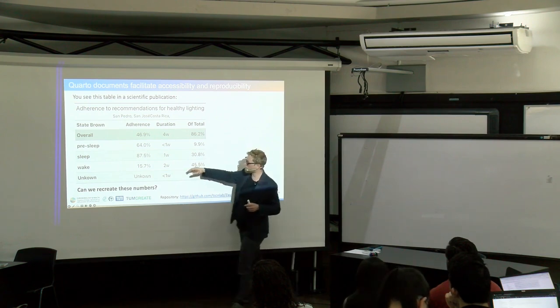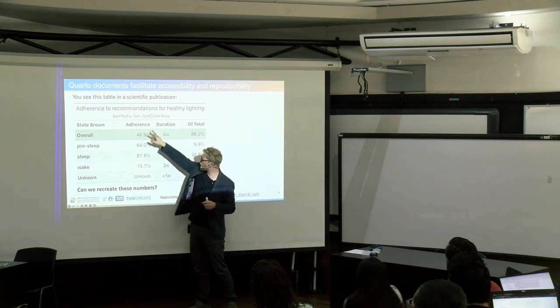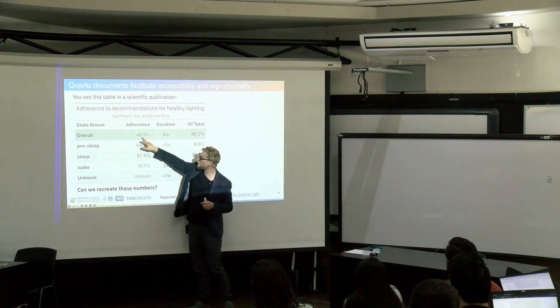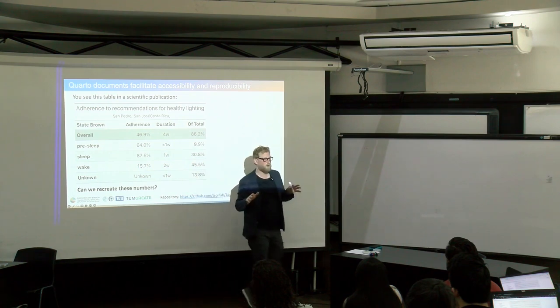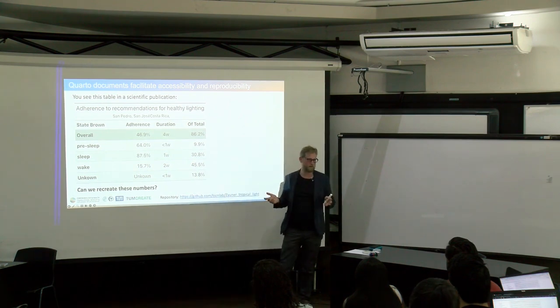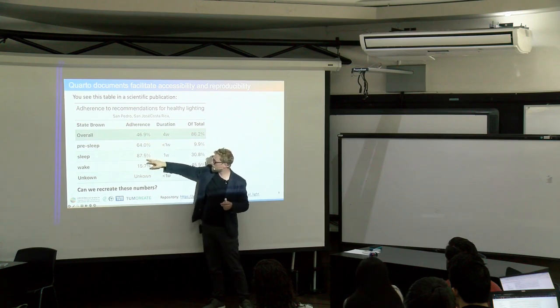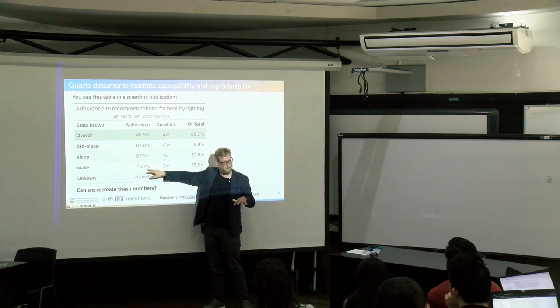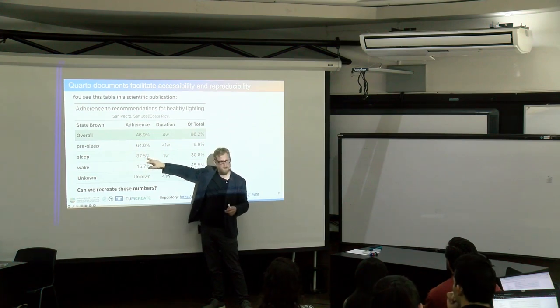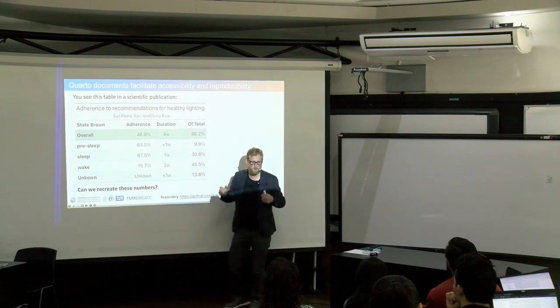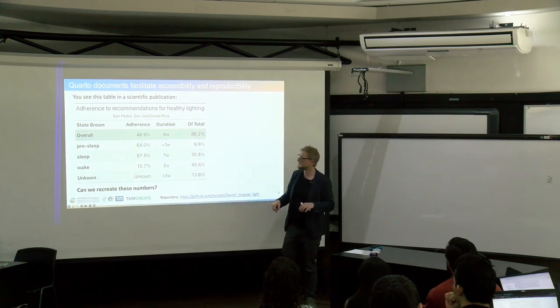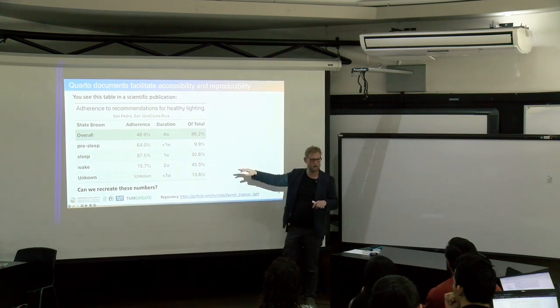So basically what this tells me is that for these participants, overall about half of the time they were within the recommended values. And if we further decompose this, we can see that during wake time, this level was very low, so most of the time people didn't follow recommendations. During sleep, it was quite high, and in the evening, it was two-thirds of the time, somewhat better than the wake time.